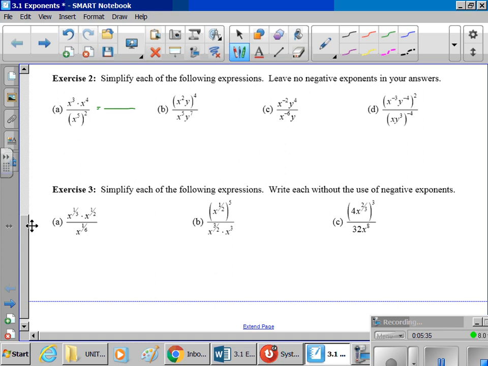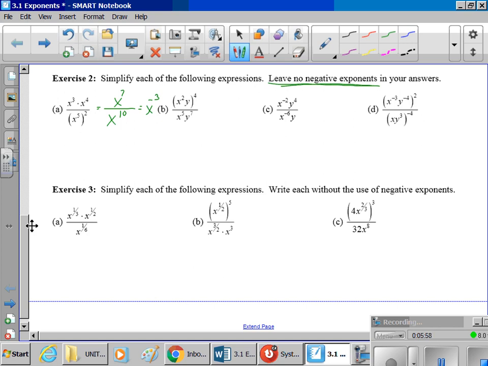Numerator, x to the third times x to the fourth, keep the base, add the exponents. In the denominator, I have x to the fifth raised to the second. We're going to multiply them. X to the 10th. It's telling us here to leave no negative exponents in our answer. So we can't do 7 minus 10 because that would be x to the negative 3. It's telling us specifically, do not leave negative exponents.